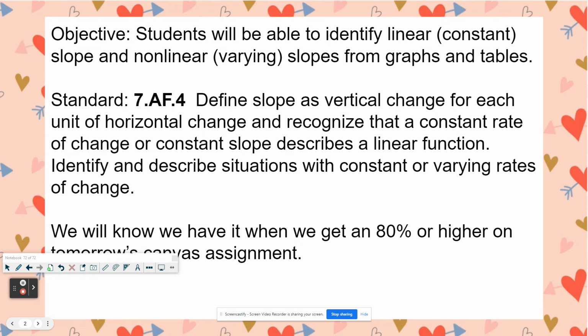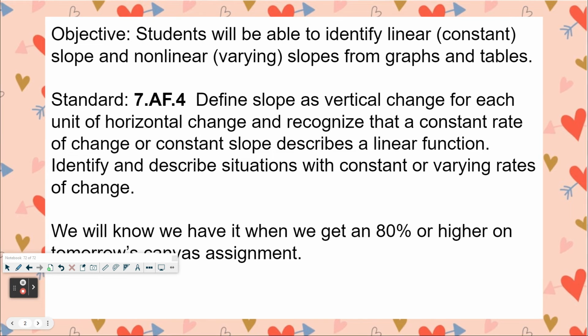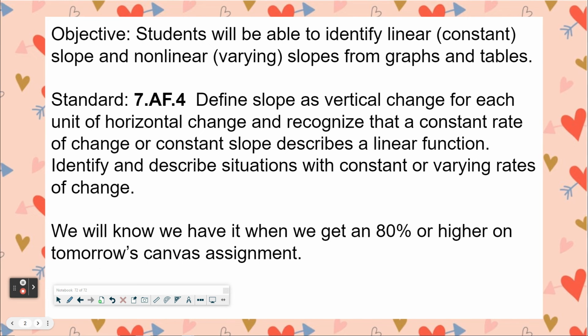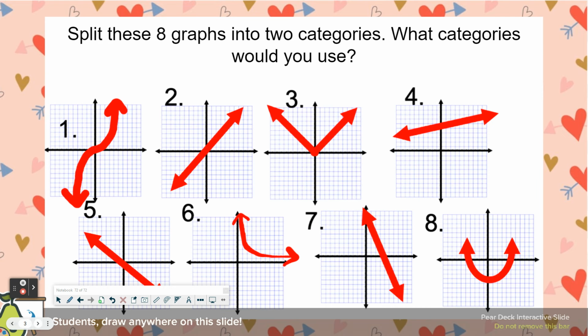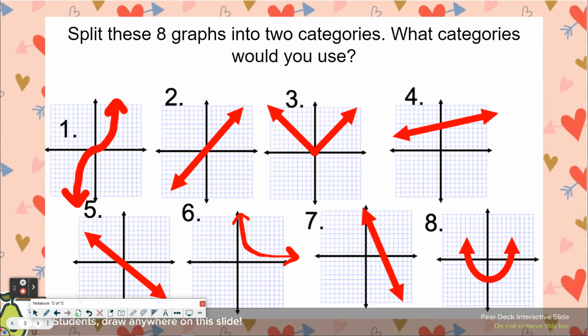There's going to be some interactive multiple choice things, and so you need to make sure that you're following along with the lesson and answering the questions. Some you can write on and some you can't. So the objective today is that you will be able to identify linear, which means constant, and nonlinear, which means variable, varying, from graphs and tables. We will know we have it when we get 80% or higher on today's Canvas assignment.